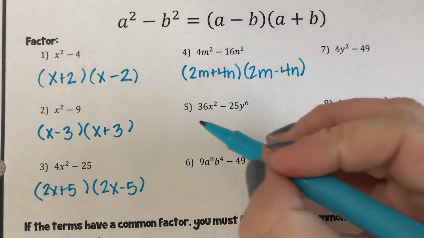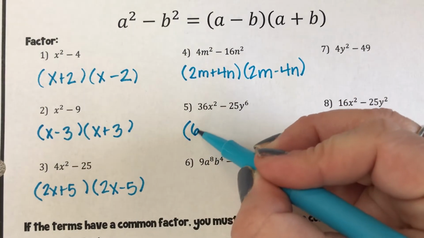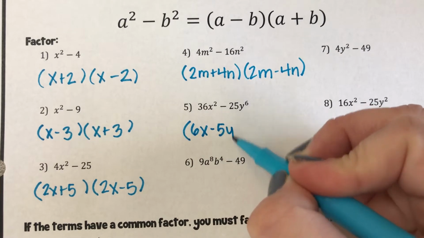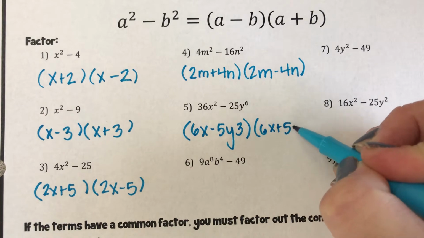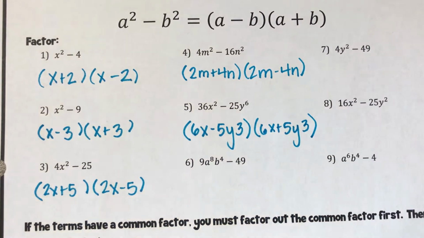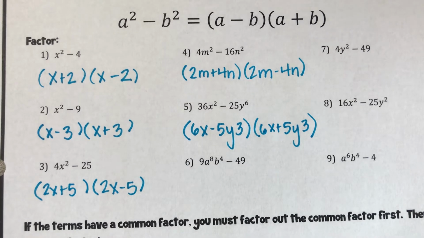On number 5, perfect square minus perfect square, 6x minus 5y to the third times 6x plus 5y to the third. So why don't you try the last 4 and then we'll check your answers.